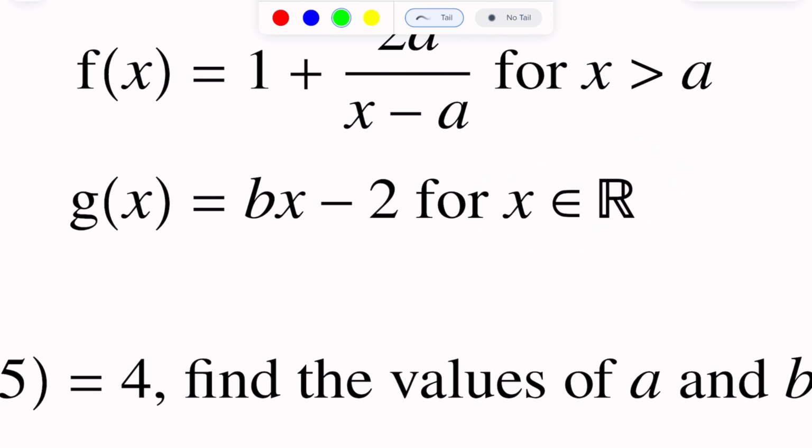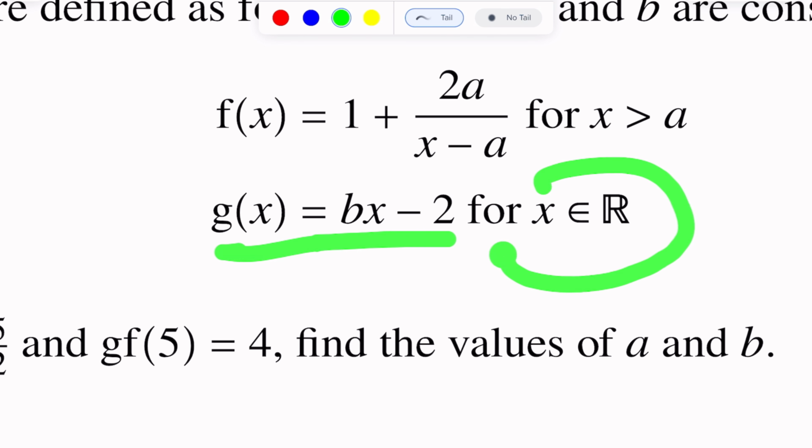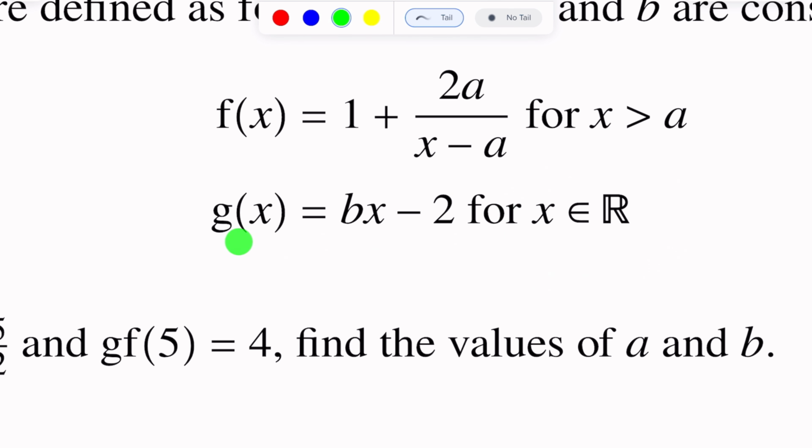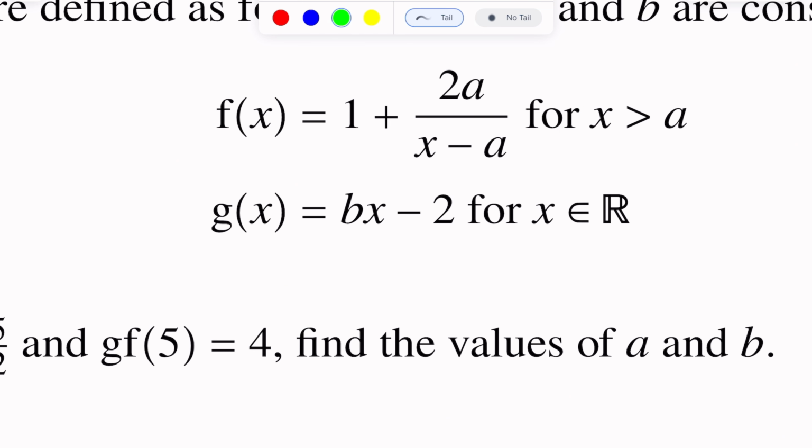This means that for this function, all the values of x can satisfy it. So this is the domain, x belongs to real numbers. This is the domain of g(x). x is greater than a is the domain of the function f(x).